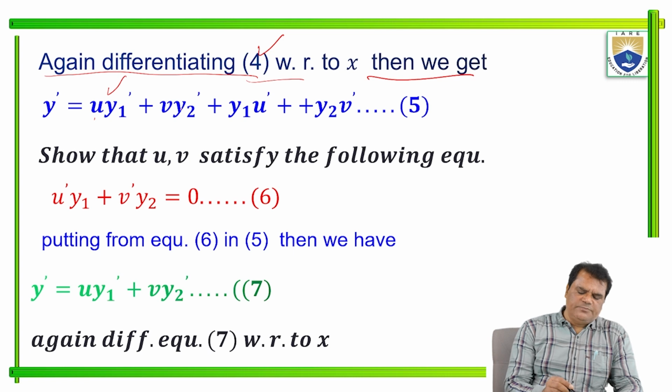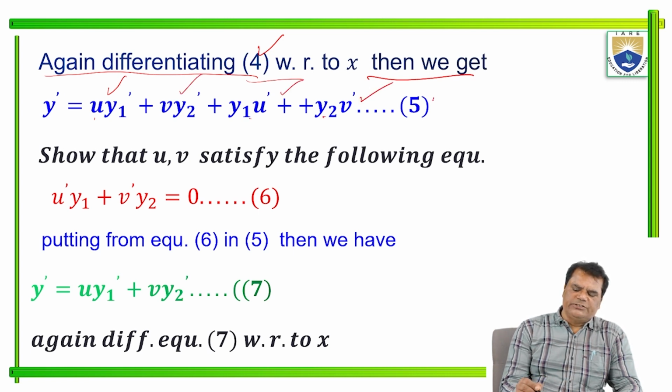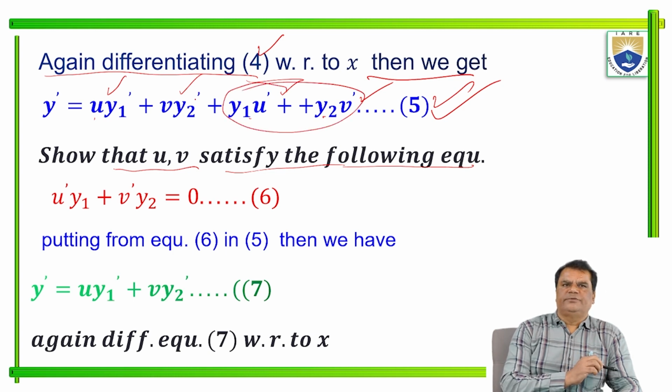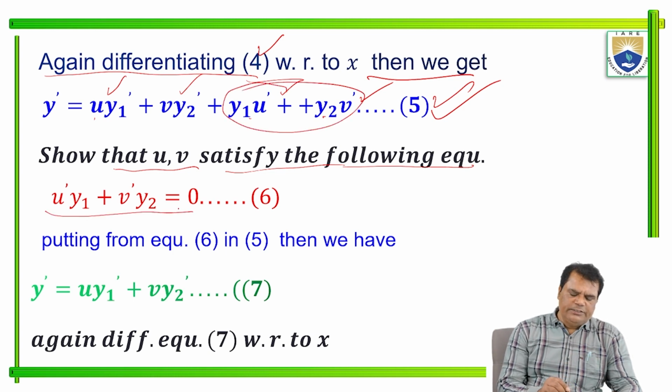u y1 dash plus v y2 dash, plus y1 u dash plus y2 v dash. This is equation number 5. So that u and v satisfy the following equation, this result must be 0. So we are taking this result as 0: u dash y1 plus v dash y2 equal to 0. This is equation 6.